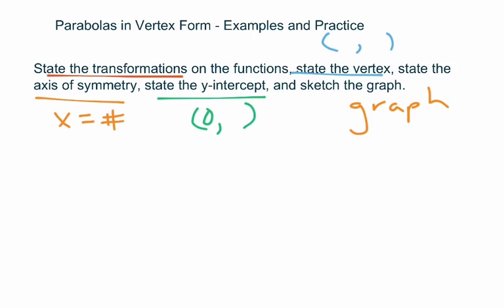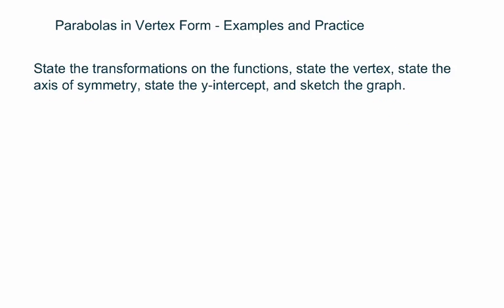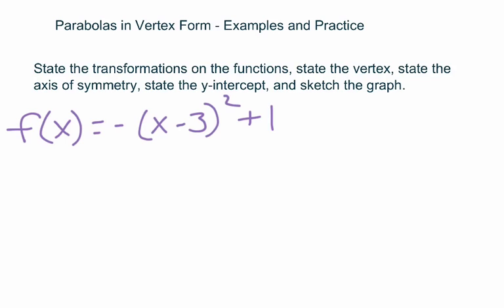All right, so I'm going to clear this out. I'm actually going to do a duplicate page without the ink. There we go. And let's go ahead and do the first problem. So the first one is f of x is equal to negative, and then parentheses x minus 3 all squared plus 1. So we'll color code this.